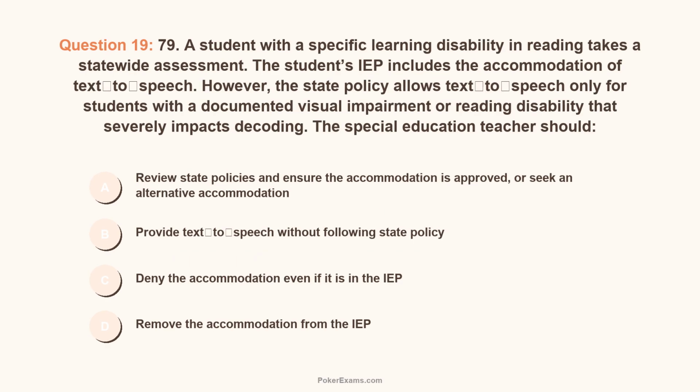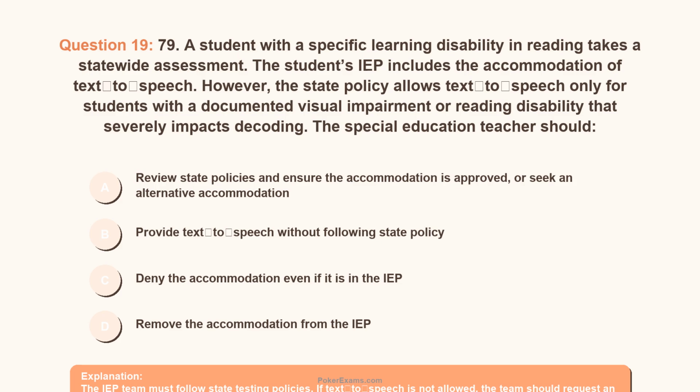Question 19. 79. A student with a specific learning disability in reading takes a statewide assessment. The student's IEP includes the accommodation of text-to-speech. The IEP team must follow state testing policies. If text-to-speech is not allowed, the team should request an alternative or appeal, but cannot unilaterally provide a disallowed accommodation.